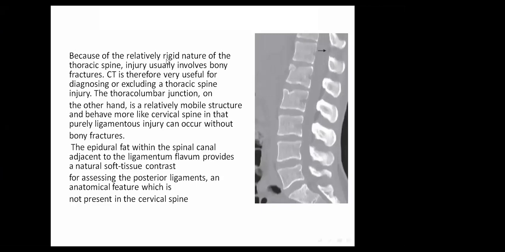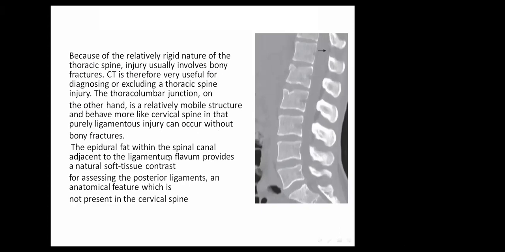Because of the relatively rigid nature of the thoracic spine, injuries usually involve bony fractures. CT is therefore very useful for diagnosing or excluding thoracic spine injury. The thoracolumbar junction, on the other hand, is a relatively mobile structure and behaves more like the cervical spine, in that purely ligamentous injury can occur without bony fracture.